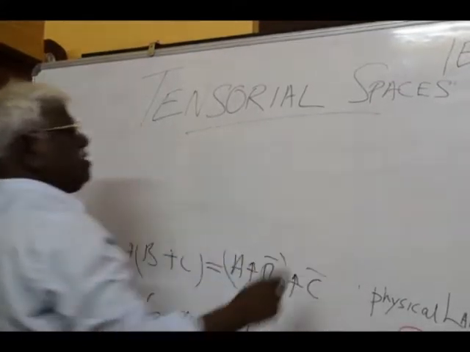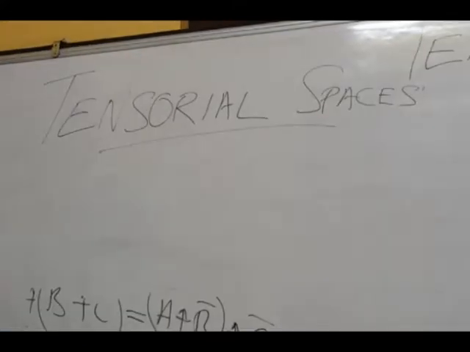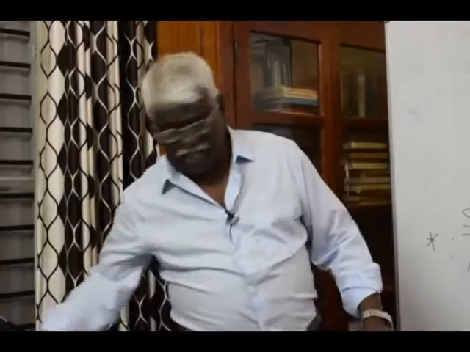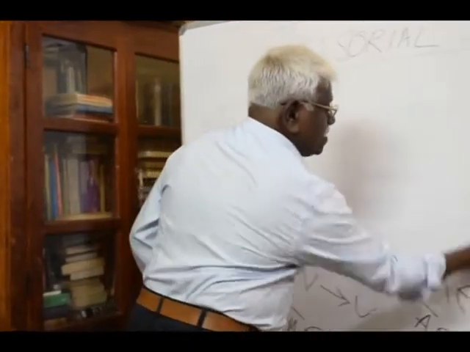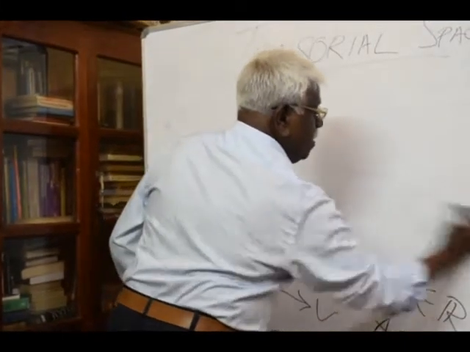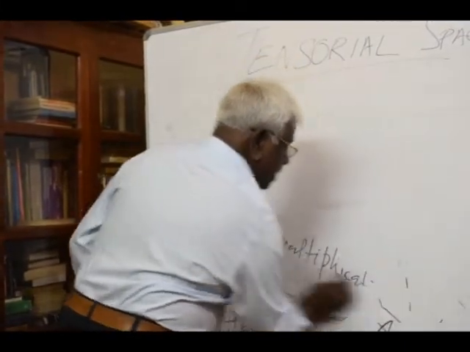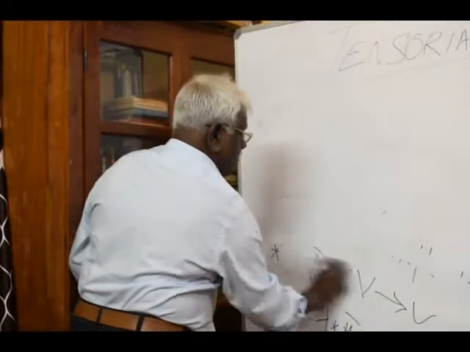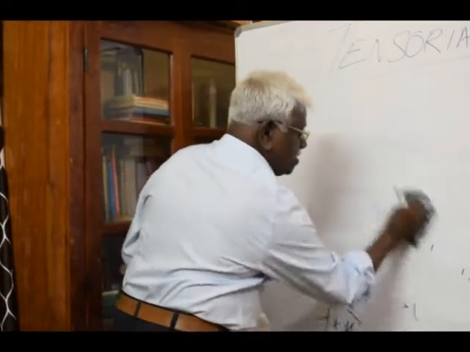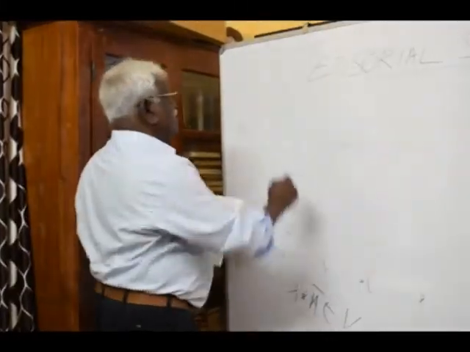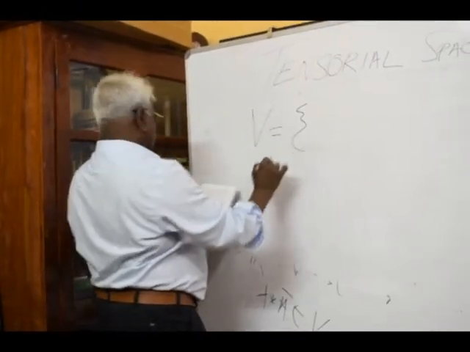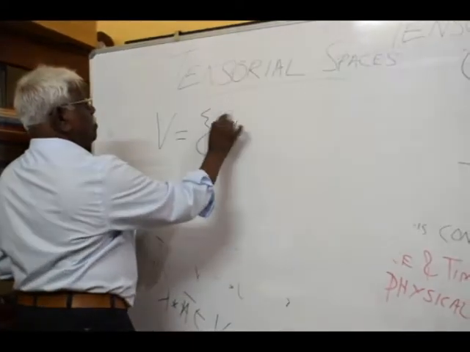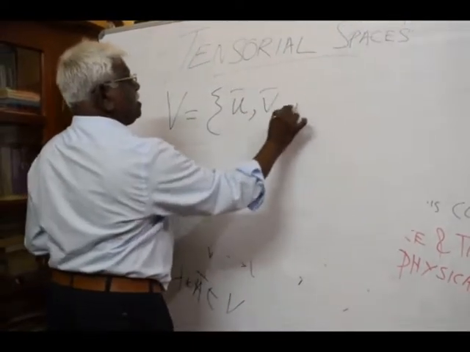Okay, tensorial spaces. Say first rank tensors, often called vectors, belonging to the vector space V. We do have, say, a vector space V equals set of, say, U, set of vectors, so-called vectors.